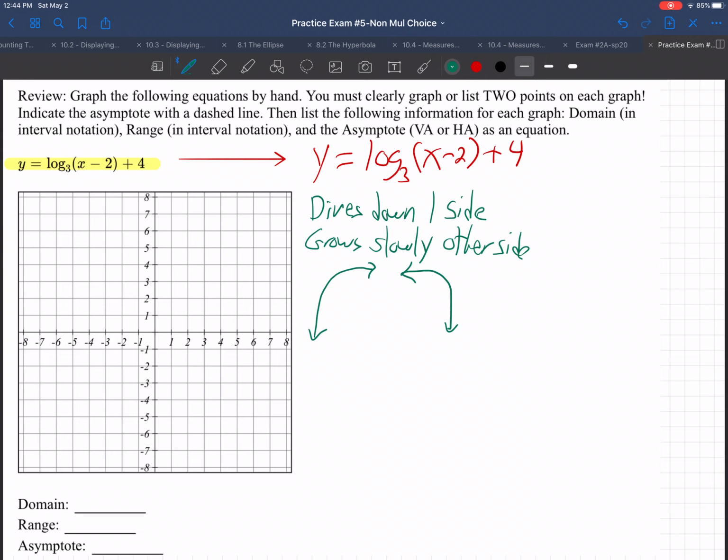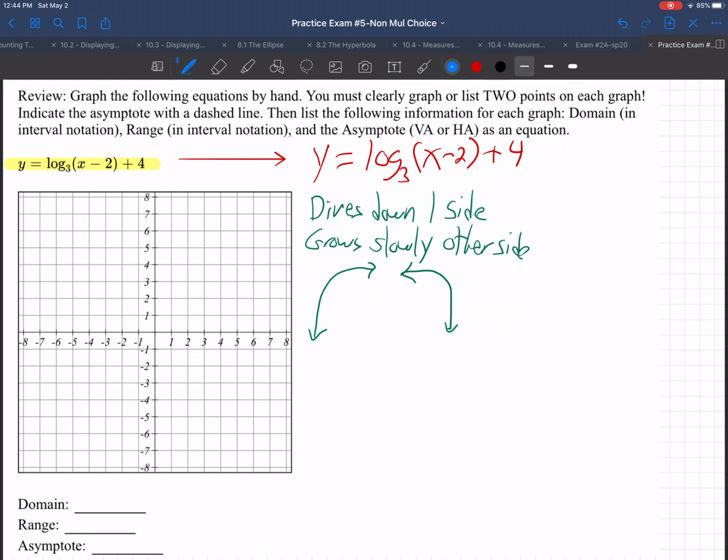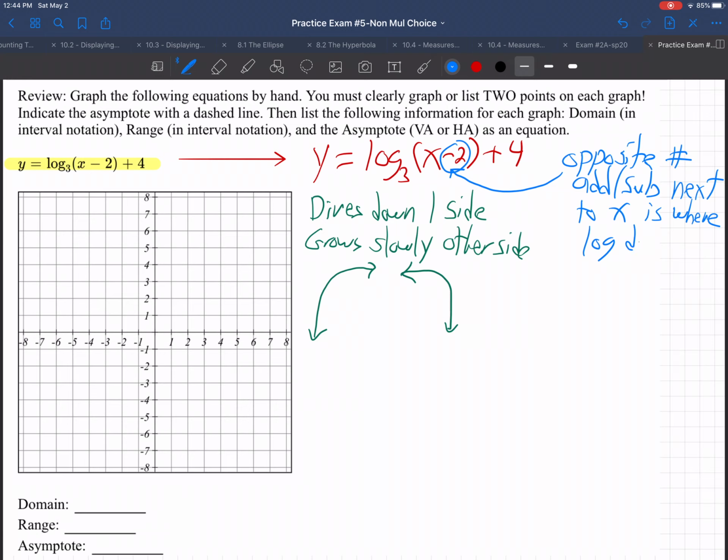So that's what logs do. Now the important point is that place where it dives. And how do you find the dive? It's the number right here. It's the opposite of the number added or subtracted next to x. That is where the log dives down. So that's where you start.